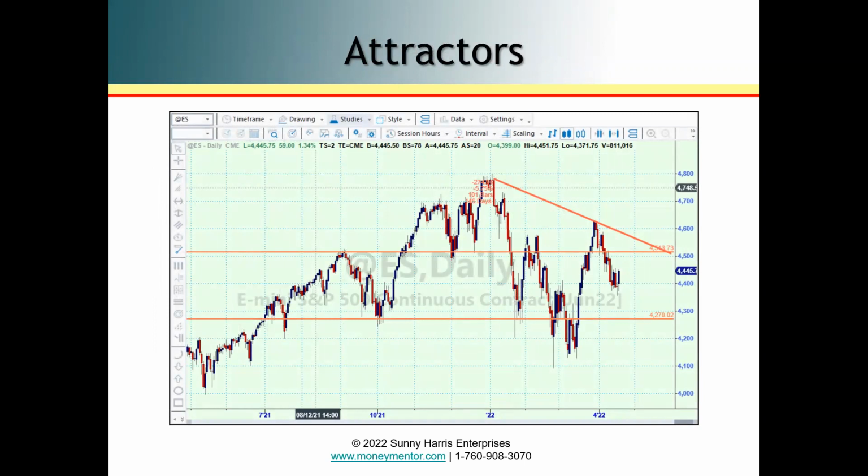So here are attractors. You can see quite easily that this is a local high. Here it comes down and touches that. So I drew it back here on this high. You can see it goes across, touches, and then breaks, but still bounces off of that same line. It comes over here in this area, and you can see again, it exceeds it, but then it comes right back down. So that was a really strong attractor. That's what I call them, attractors. Right now on the E-mini, you can see this trend line going down from two highs. And that also in my book is an attractor.